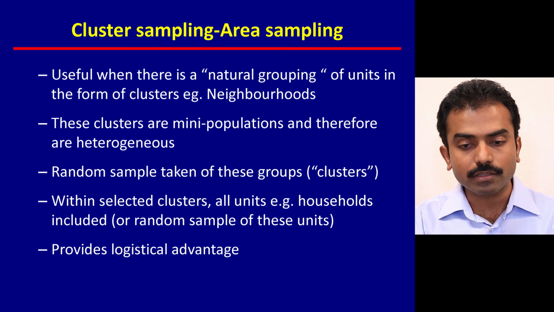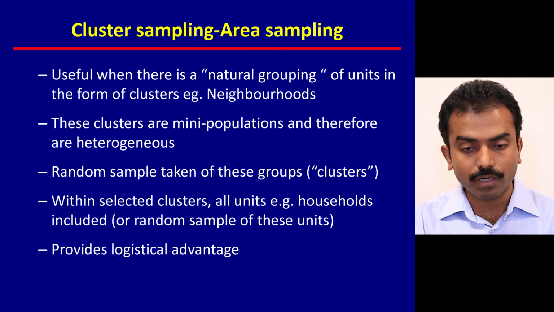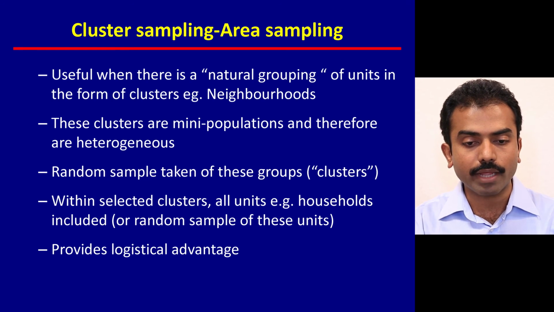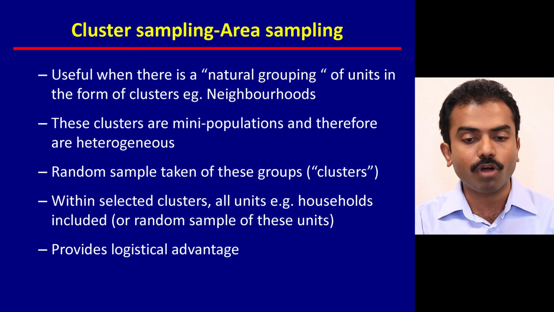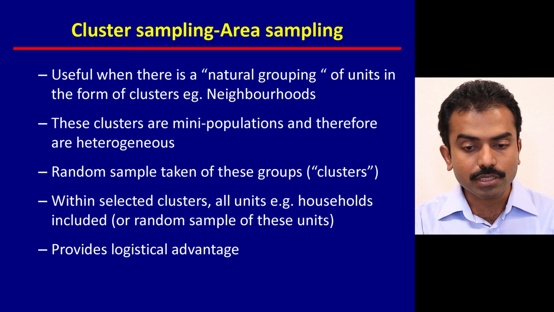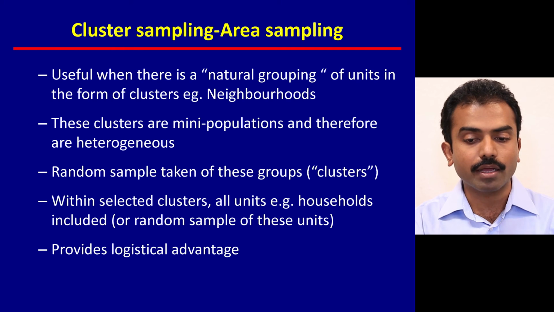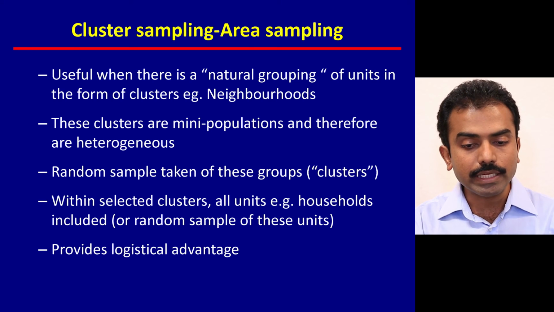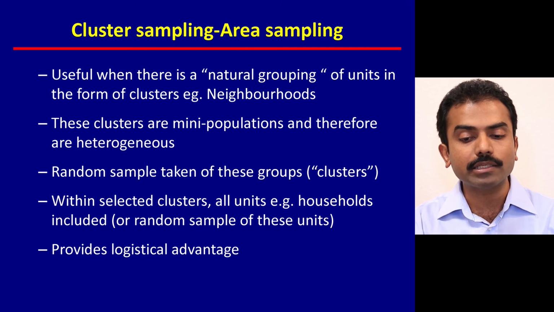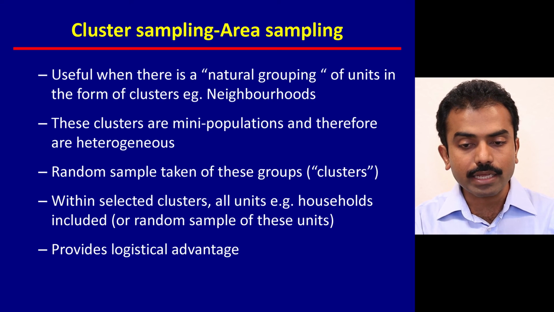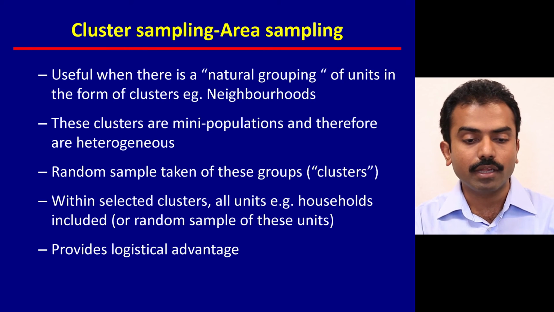So finally, let's look at another elegant method of sampling that we often use in public health, and that is cluster sampling or area sampling. This is very useful when there is a natural grouping of units in the form of clusters. These clusters are mini populations and therefore are heterogeneous. So what we do is we take a random sample of these groups or clusters, and within each selected cluster, either we study all the units or draw a random sample of these units. And as you can see here, it provides logistical advantages.